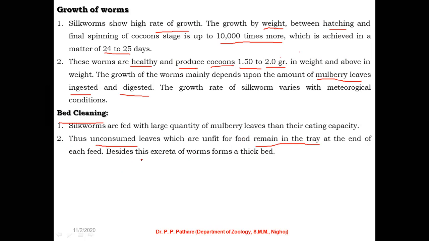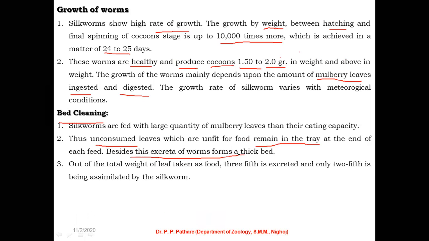Imagine, the silkworm thinks this tray, this place, is not good for our rearing or our life. So they are uncomfortable in the rearing tray. So it is necessary to realize that your bed, your rearing tray, must always be kept clean.